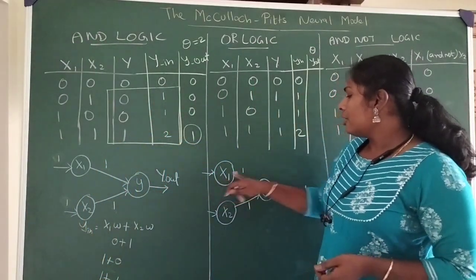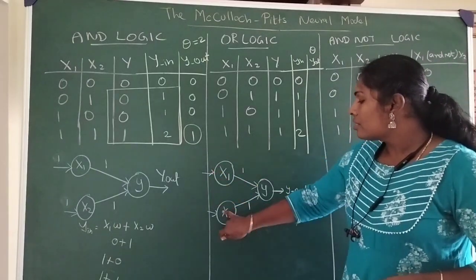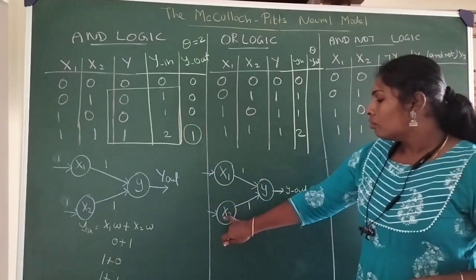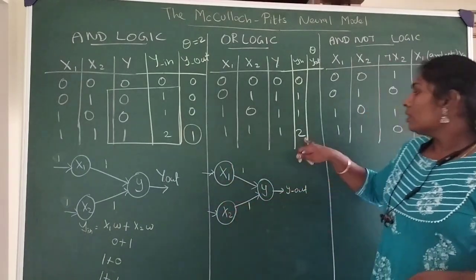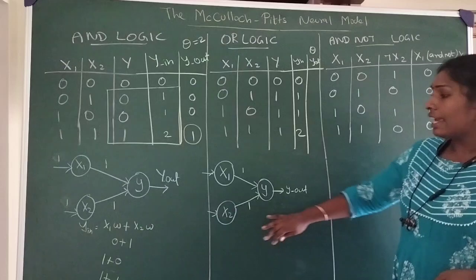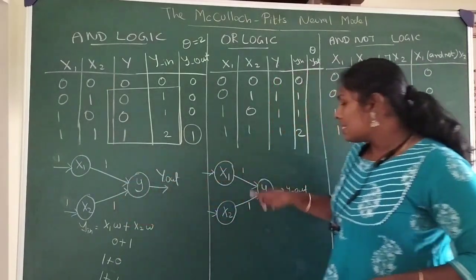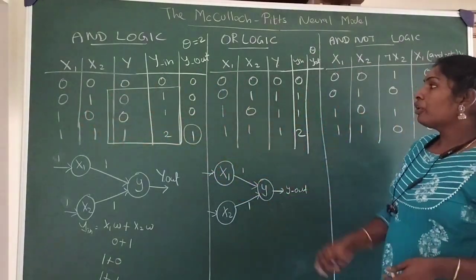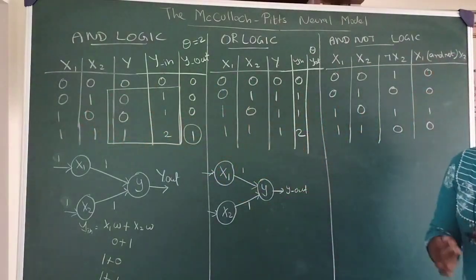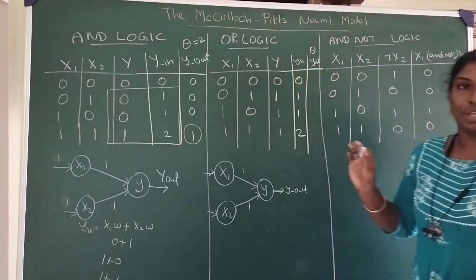Like when I send 0, 0 here, your output will be 0. When I set 1 here, 0 here, your output will be 1. 0 here, 1 here, your output will be 1. And both ones you will get 2. Since I haven't changed the model, I haven't changed the weight, and I haven't changed the input pattern, I am going to get the same output. But now I have to find the value for threshold such that it works only for OR logic.